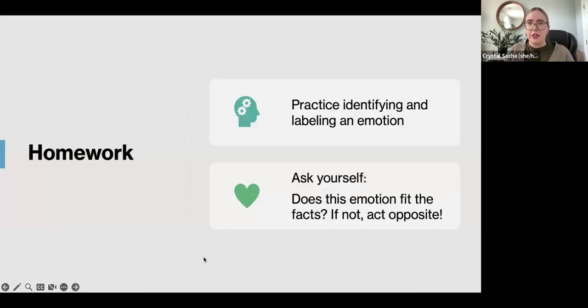What I'd like to ask for you to do for homework is helping yourself identify and label an emotion and asking yourself, does this emotion fit the facts? Is it justified? If not, how can you act opposite? And maybe there's an opportunity to help teach a client that you're working with. So if you're experiencing fear and your urge is to run away, can you act opposite in an approach? If you're experiencing sadness and you want to withdraw and isolate, can you act opposite and get active?